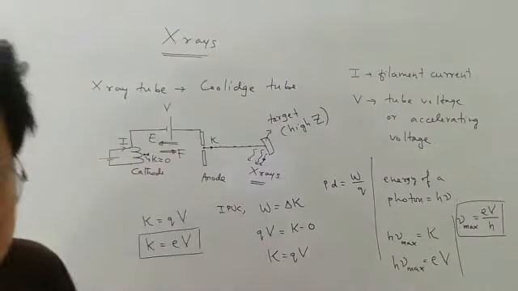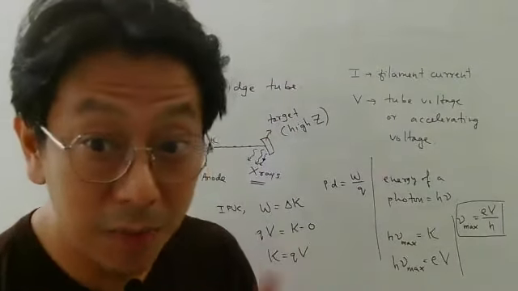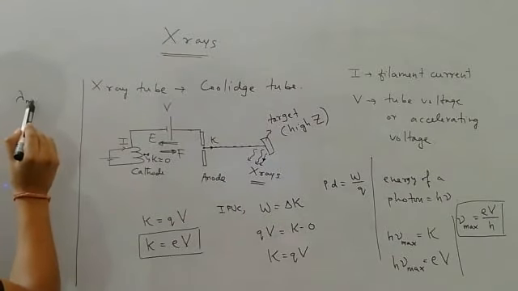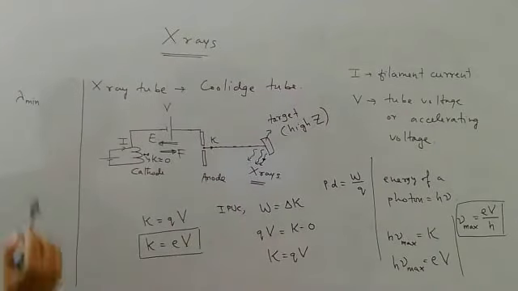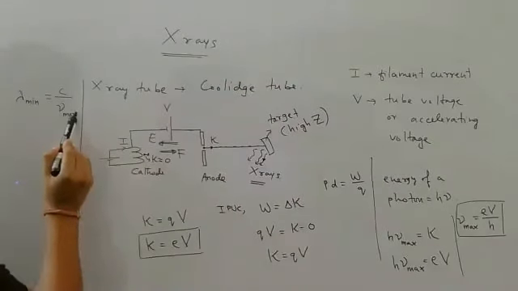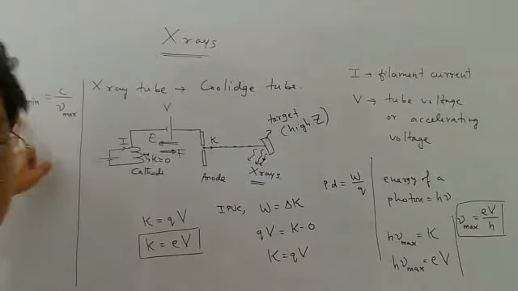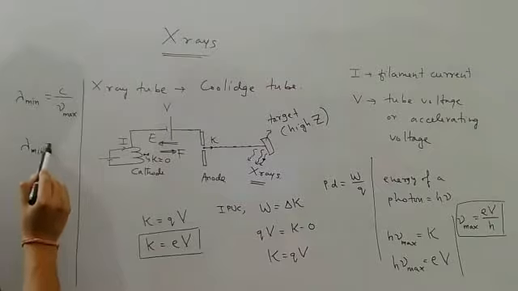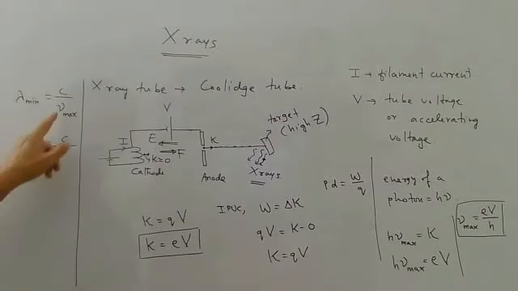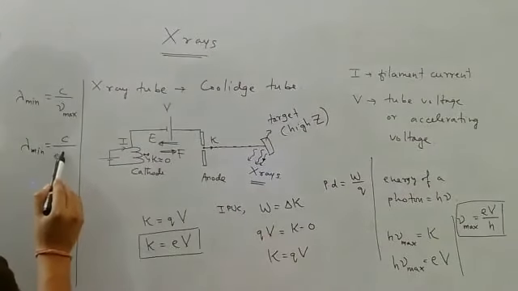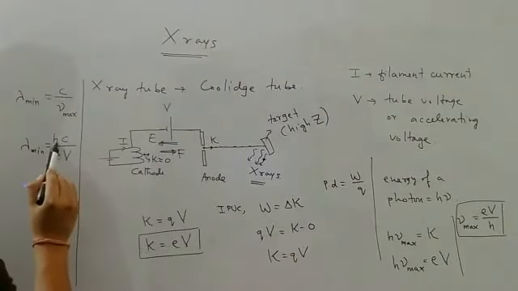Now, if this is the maximum frequency, then there will be a minimum what? Wavelength. What will be that? The minimum wavelength in the X-ray spectrum will be velocity by frequency. So if you divide by the maximum frequency, you will get the minimum wavelength. So that minimum wavelength will be c divided by nu max. What is nu max? eV by h. eV by h, h will go up.